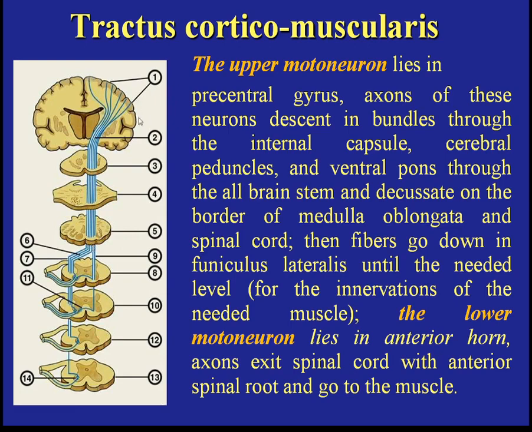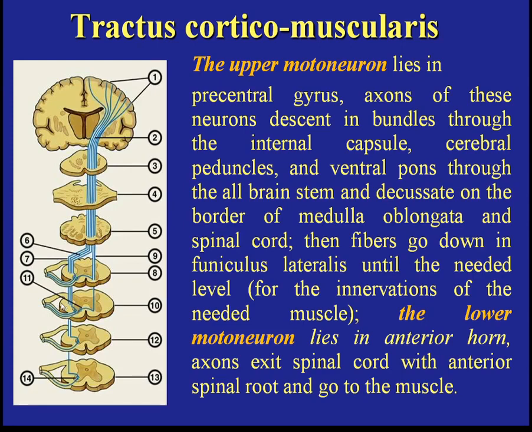The first order neurons are neurons of the fifth layer of the precentral gyrus. There are giant Betz cells, and axons of these neurons are upper motor neurons of the corticospinal tract. Then, after decussation, fibers go down in the funiculus lateralis until the needed level for the innervation of the needed muscles.